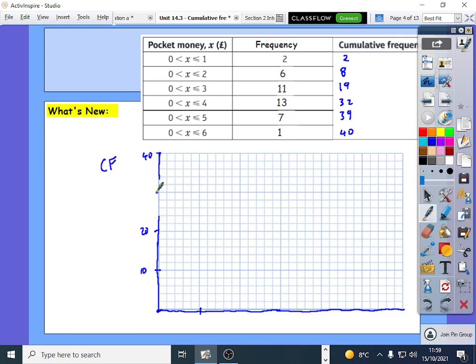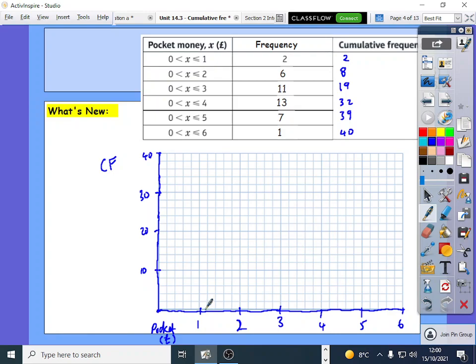So here we go. Help if I count the squares. There's 30. Sorry about that. So here we've got pocket money. I'm just checking where it's going. So we're going to say 1 there, 2 there, 3 there, 4, 5, and 6. Now it's important that you do label it, so I'm going to call that pocket money there, in pounds.